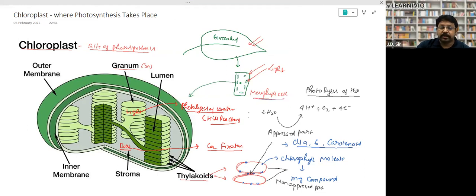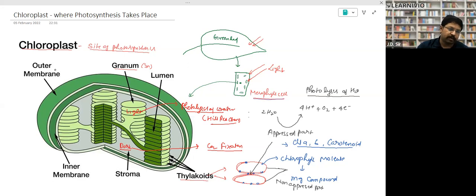In the mesophyll cells you will find the chloroplasts at the peripheral region, the outer region of the protoplasm. Why are they at the outer region? So that they could get better light and perform better photosynthesis. Clear? Mesophyll cells are meant for photosynthesis. Inside the mesophyll cells there are a number of chloroplasts.